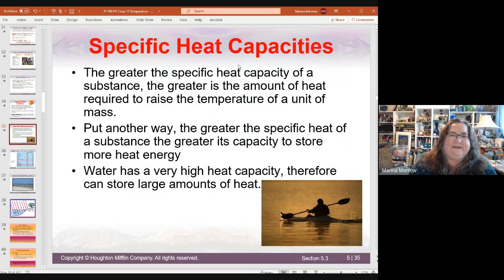And so the specific heat capacity, the greater it is for a substance, the greater the amount of energy to raise the temperature, as we said. And water has the highest specific heat capacity. It stores large amounts of heat. And we're going to talk about that more later.